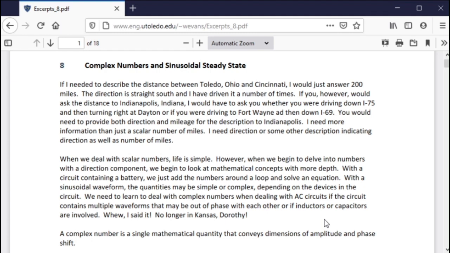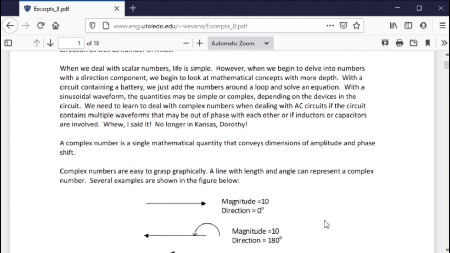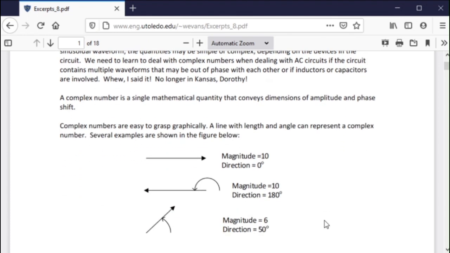When you delve into sinusoidal waveforms, however, the quantities may be simple or they may be complex, depending on the devices in the circuit. We need to learn whether we need to look at it with complex numbers or with just simple scalar numbers. So anytime you add an inductor or a capacitor, you're going to jump over into complex numbers. So that's what we're looking for. AC with complex numbers is AC with an inductor or capacitor. So you have to check that out and see which way that is. So again, we're no longer in Kansas, Dorothy, and that's to say it mildly.